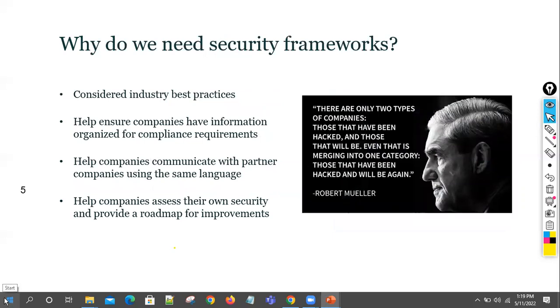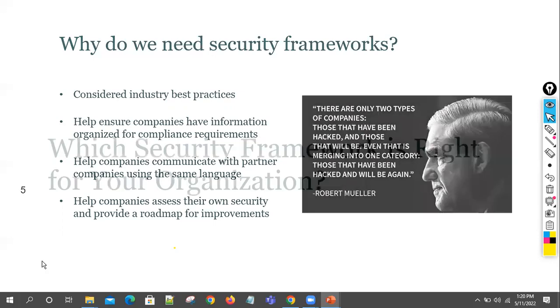Why do we need a security framework? We need it to follow and adhere to the best practices available across the market, so we consider the industry best practices. These frameworks help the organization with various compliance requirements. The moment you implement these frameworks, you comply with various requirements. Companies can also communicate with their partners in the same language, which is why these frameworks are very important. They also help the organization assess its own security levels.